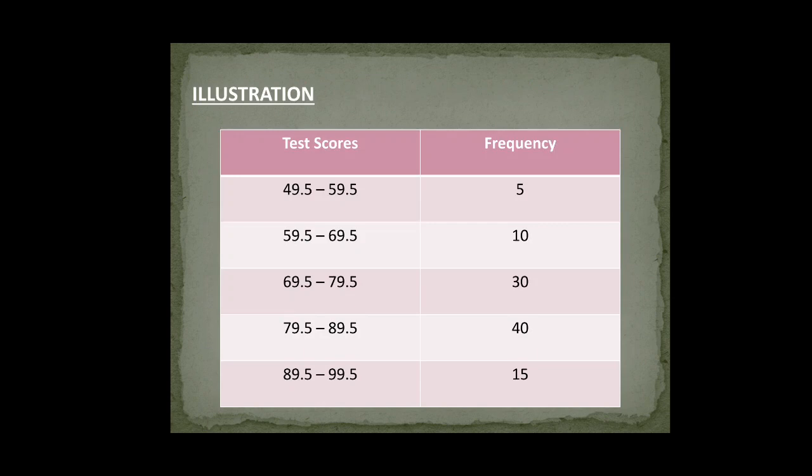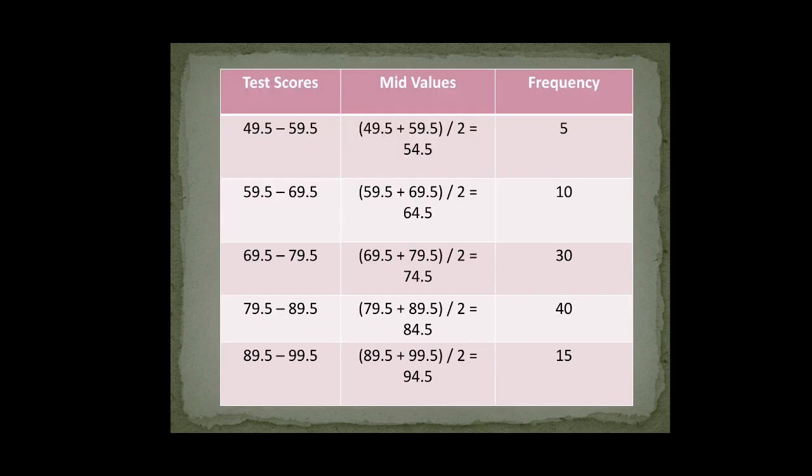Students, the first step is to calculate the midpoints or mid values of each class interval with the help of the formula, which is mid value of class interval is equal to lower limit of the class interval plus upper limit of the class interval divided by 2, as shown in the second column of this table. In the second column of the table, we calculated mid values of the class intervals.